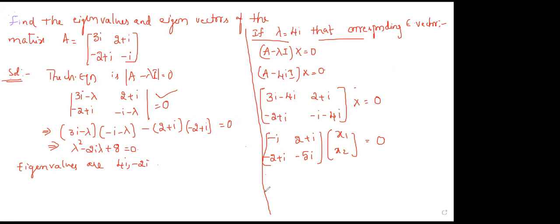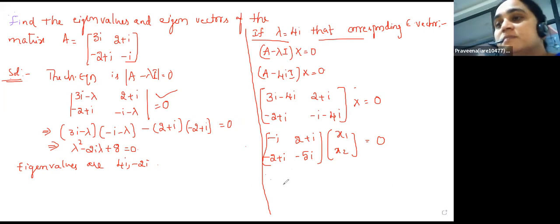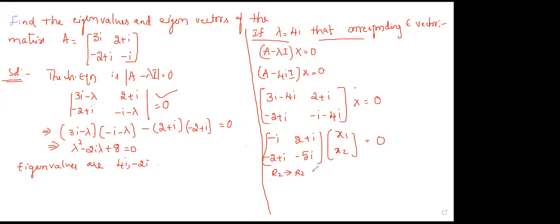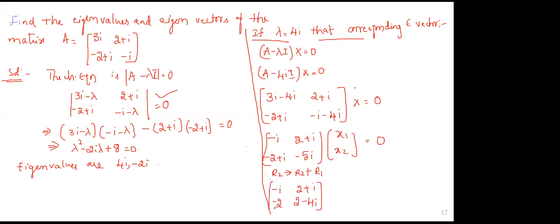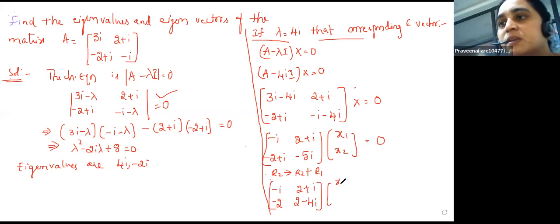R2 tends to R2 plus R1. Okay, i cancels, right? For that minus i, 2 plus i. Minus 2 plus i minus i, that is minus 2 minus 5i plus 2 plus i, that is 2 minus 4i, right? 2 minus 4i into x1, x2 is equal to 0.